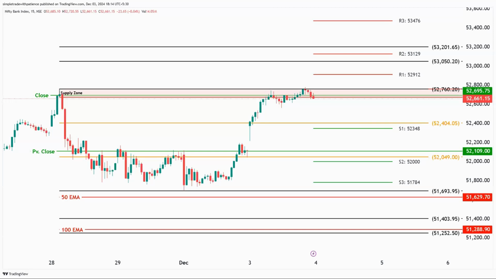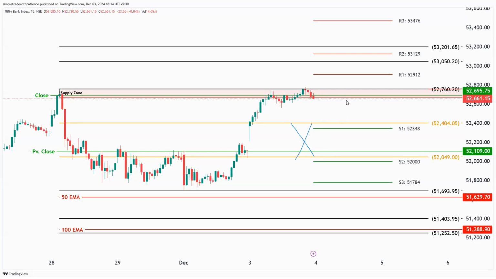So key levels to watch out would be R1 at 52,900. I'm just going ahead with round figures, 53,100, 53,500. These three strike prices would provide strong resistance. On the lower side, supports would be at 52,300, 52,000, 51,800.